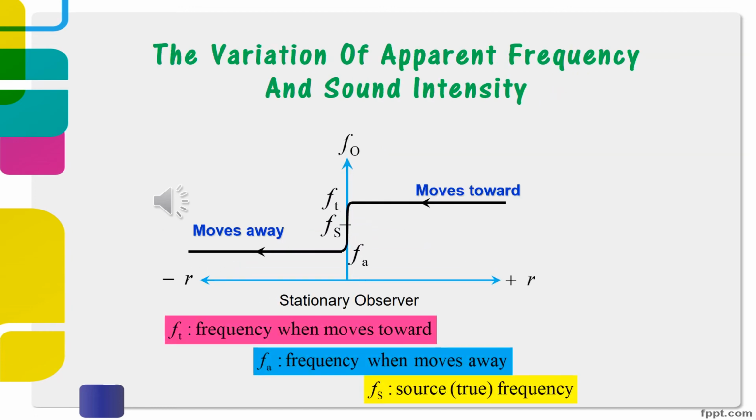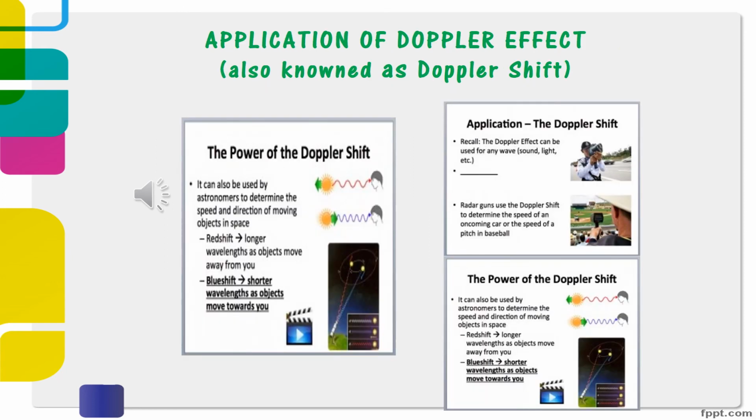The variation of apparent frequency and sound intensity. Application of the Doppler shift. The Doppler effect can be used for any wave such as sound, light, and so on. Radar guns also use the Doppler shift to determine the speed of an oncoming car or the speed of a pitch in a baseball. The power of the Doppler shift.